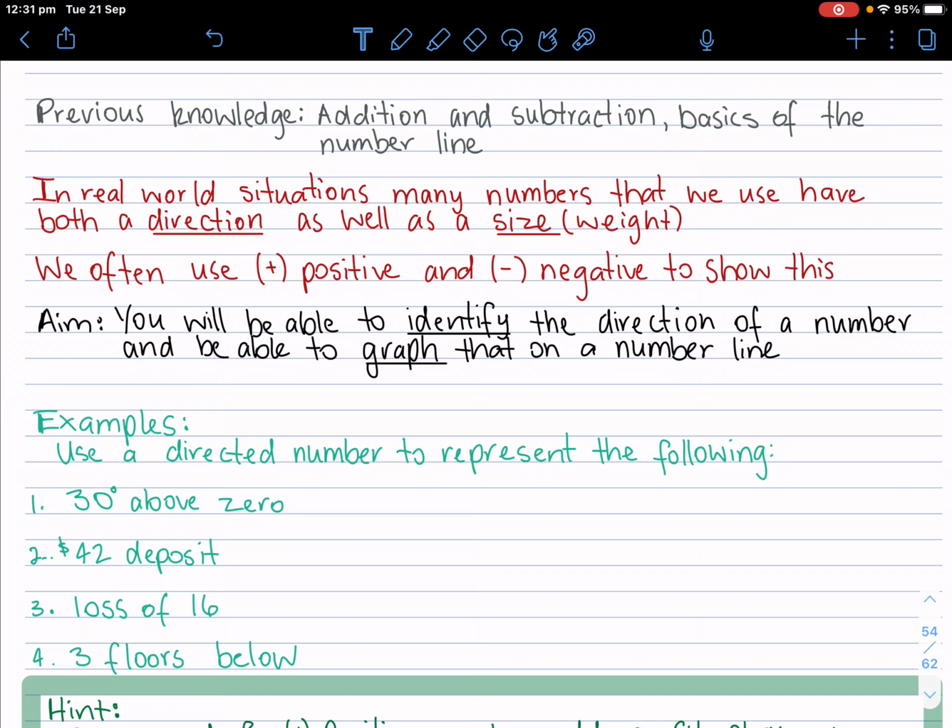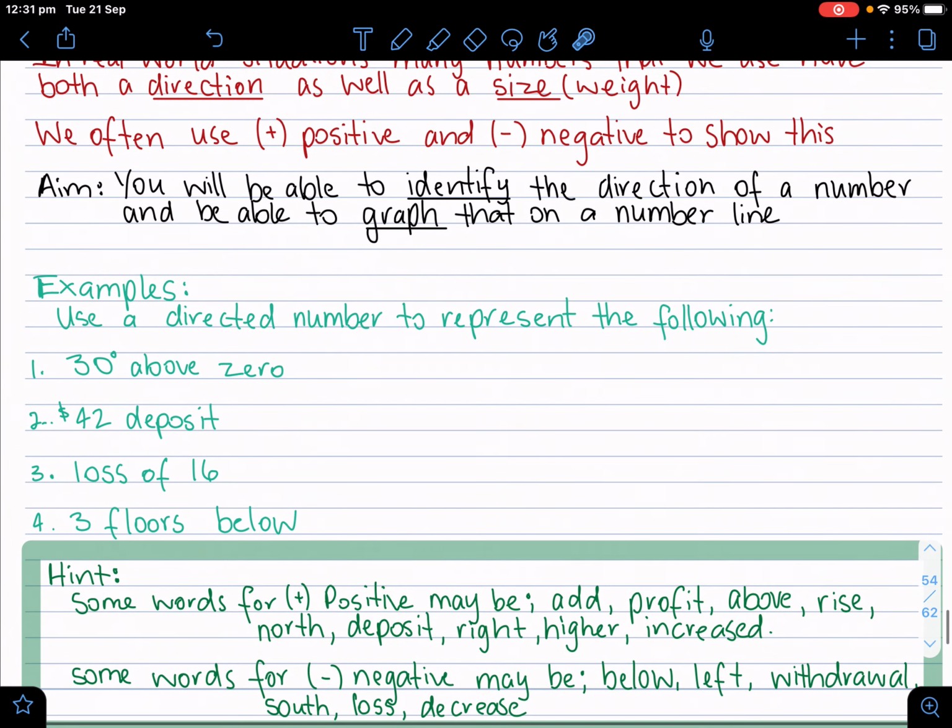If I say something interesting or important, make sure you pause the video and write it down. And write down all the examples so you can look back on them. The aim of this video is so that you'll be able to identify the direction of a number and be able to graph that on a number line. So let's go through a few examples.